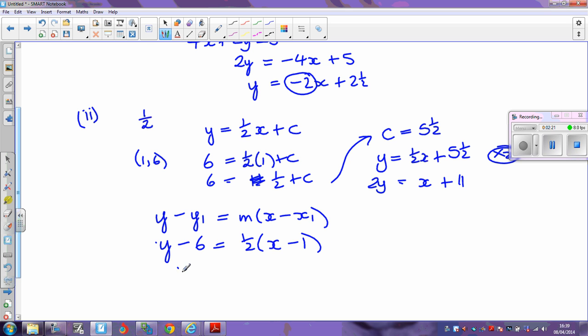I can remove the brackets, so I get y minus 6 is equal to half x minus a half, and then if I add 6 to both sides, I get the same, y equals a half x minus a half plus 6, which is going to be plus 5.5. So same answer as before, you can use either method.